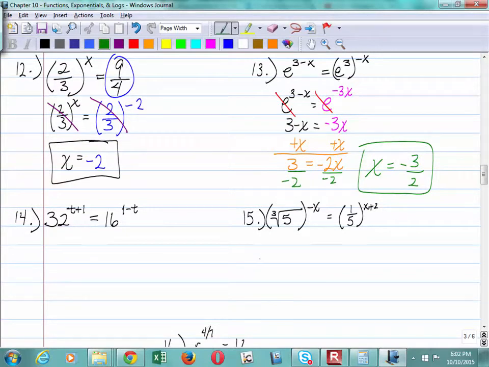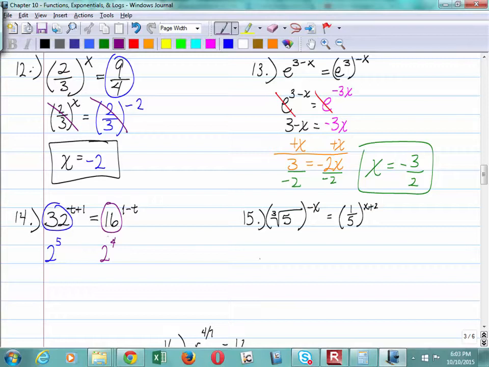And then number 14. I can't say that I know that 32 to some power is equal to 16, or 16 to some power is equal to 32, but what I want to do is try to think of a small prime number that could be used as a base for both sides. So how about 2? I know that 2 to the 5th power is 32, and I know that 2 to the 4th power is 16. So I'm just going to replace 32 with 2 to the 5th power, and I'm just going to replace 16 with 2 to the 4th power.